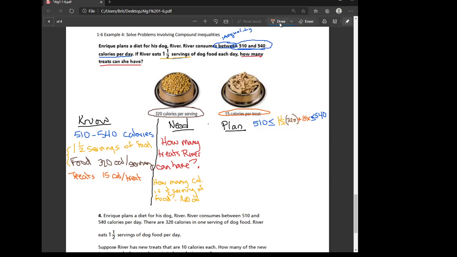Now remember, when you have a compound inequality like this, we could split this into two inequalities. I could split it into 510 is less than or equal to 1 1/2 times 320 plus 15x. Or I could have 1 1/2 times 320 plus 15x is less than or equal to 540. Ooh, this might get a little squished. Okay, there we go.